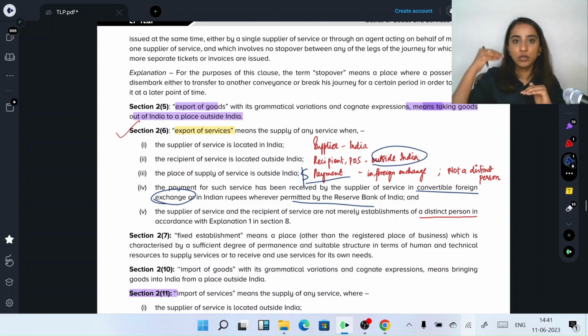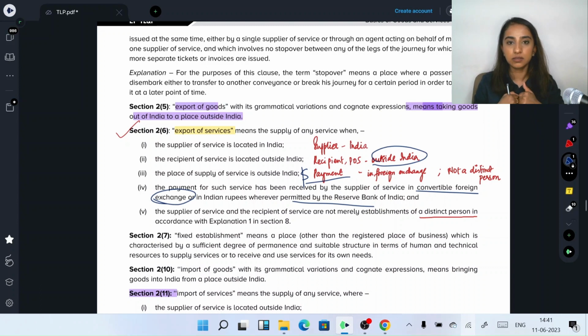If I am supplying to a person who is not related to me, who is a distinct person? Somebody who is related to you. Maybe you're related in the sense, not just relatives, another business of your own, but set up in a different place. In very simple words, we'll get to the mechanics of it in the later part of the syllabus. So, what are they saying? The supplier is going to be in India, the recipient is going to be outside the state, and also I'm going to receive in convertible foreign exchange.